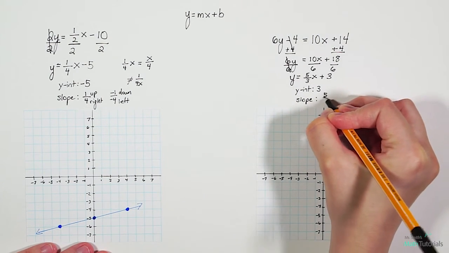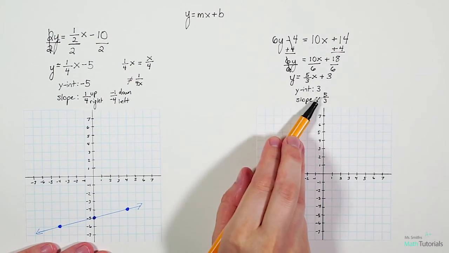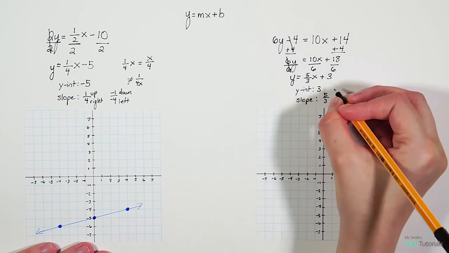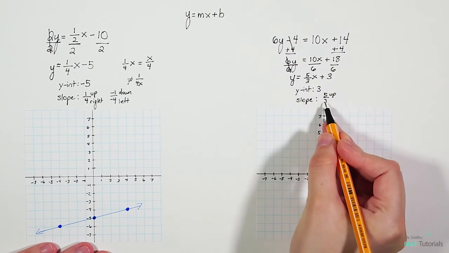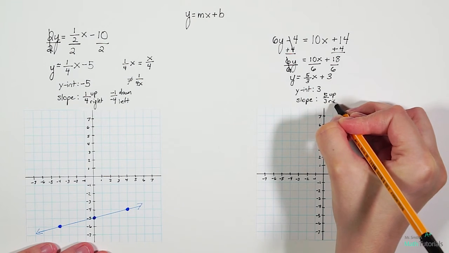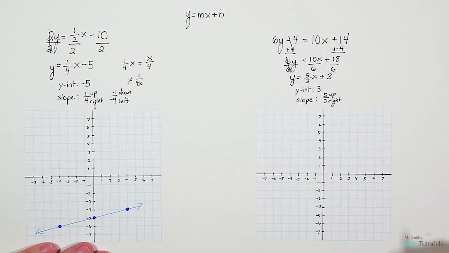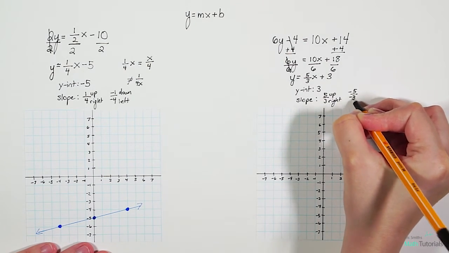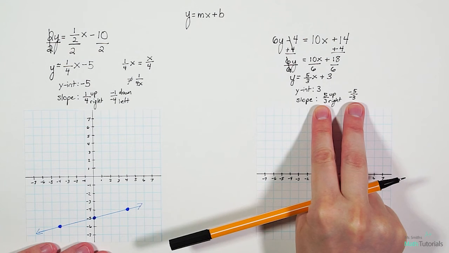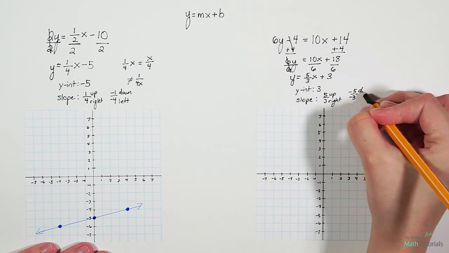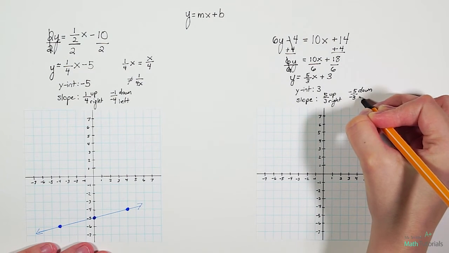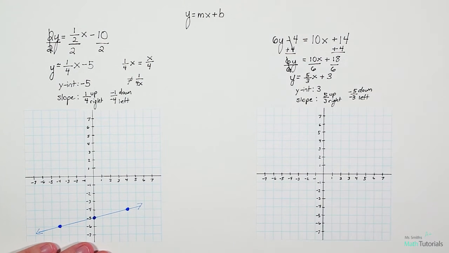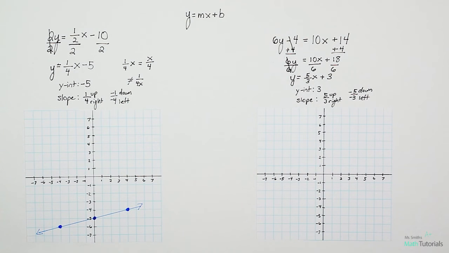Now, it's positive 5/3, so that would be up 5 and right 3. And then our alternative to that would be a negative 5 over a negative 3, which would reduce to the same. And that would be a down 5 and a left 3. Now we're good to go ahead and graph.